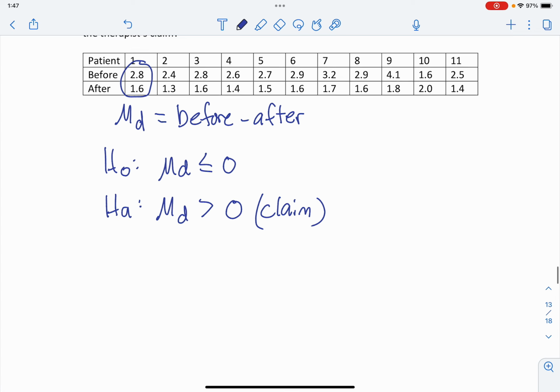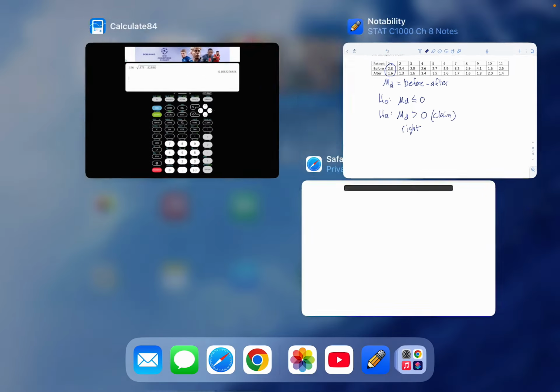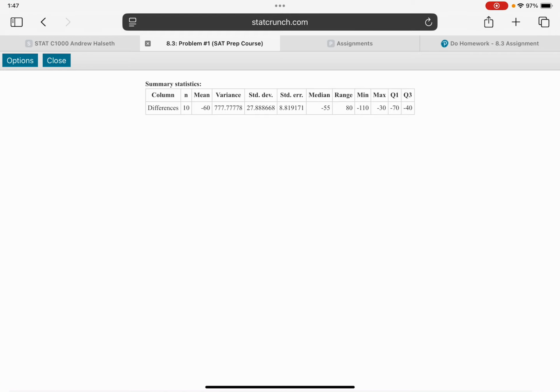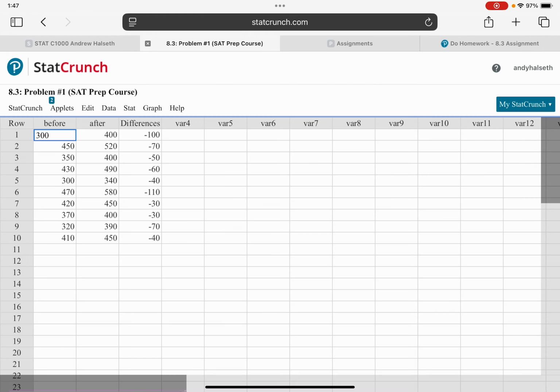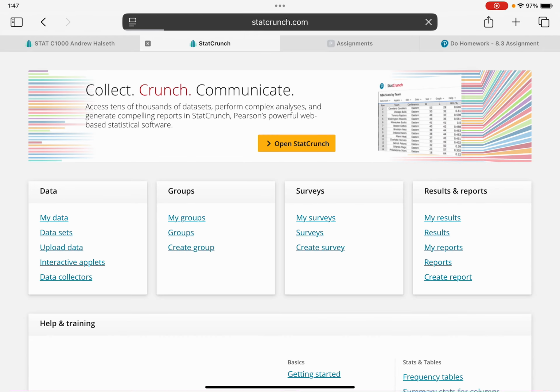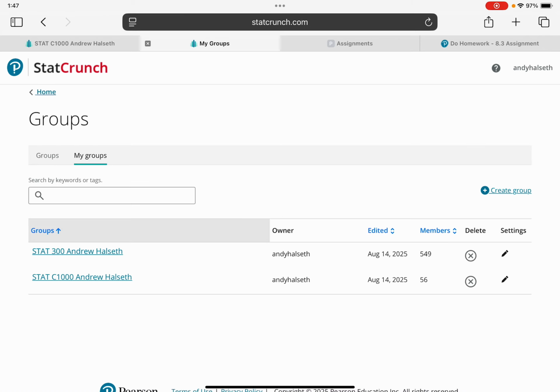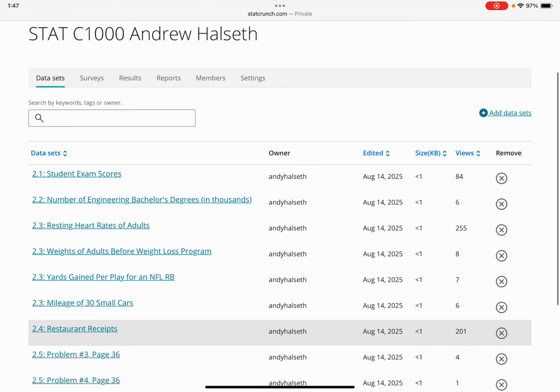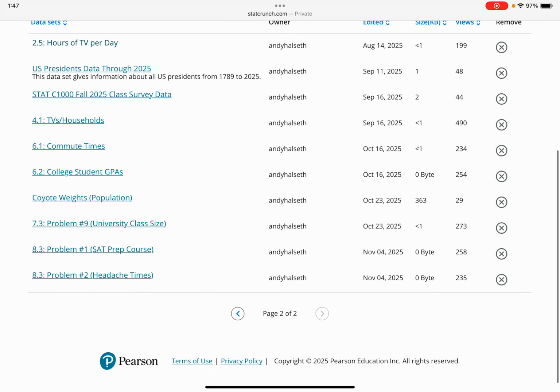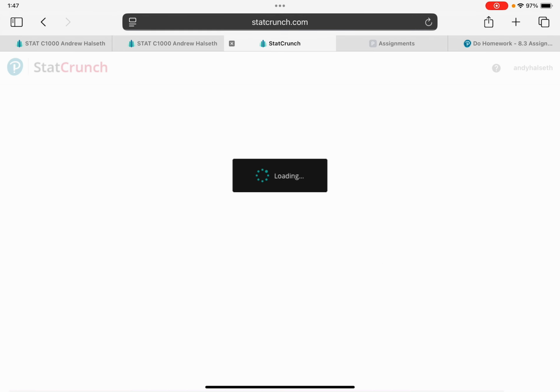Okay, so this is a right-tailed test. And we're going to get all the numbers. So I've got to load the data. There we go. So let's close that problem. We'll just go back to my groups. So I think I have this one in there. Just going to go find it. It's on page 2. There it is. So headache times. So load the data.